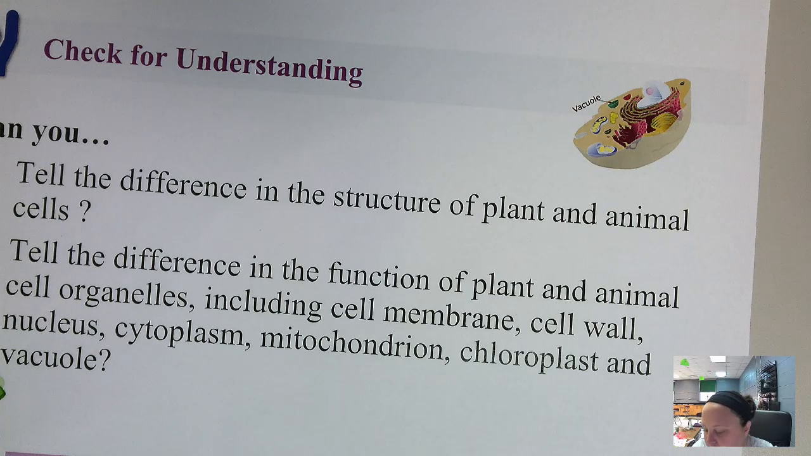And the difference in the function of plant and animal cell organelles, they both have the cell membrane, only the cell wall is outside of the plant. They both have a nucleus, they both have cytoplasm, mitochondria, and vacuoles. The plant has the chloroplast, which does what? If you said makes food, uses sunlight to make food for the plant, you are correct. So photosynthesis happens there in the chloroplast.